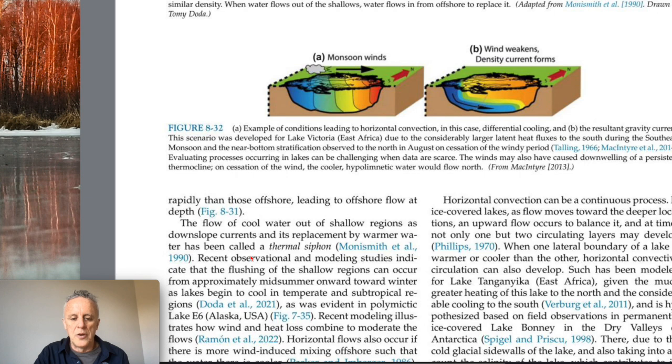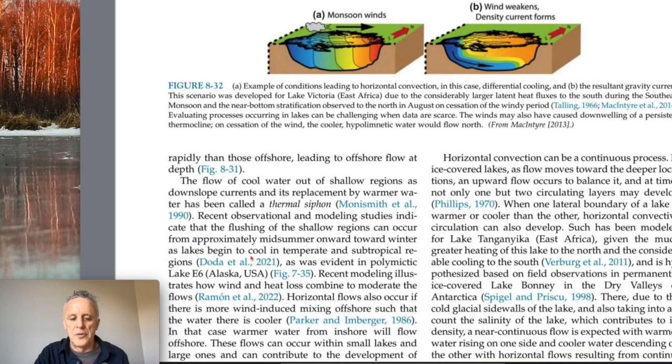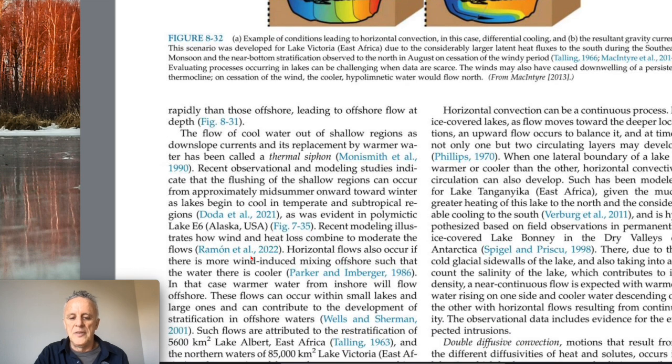The flow of cool water out of shallow regions as downslope currents and its replacement by warmer water has been called a thermal siphon. Recent observational and modeling studies indicate that the flushing of the shallow regions can occur from approximately midsummer onward toward winter as lakes begin to cool in temperate and subtropical regions, as was evident in polymictic Lake E6. Recent modeling illustrates how wind and heat loss combine to moderate the flows.